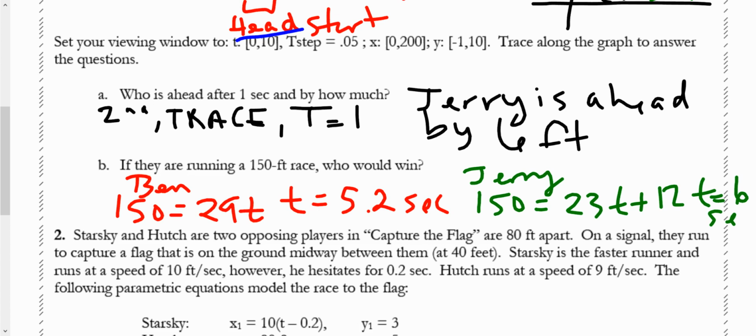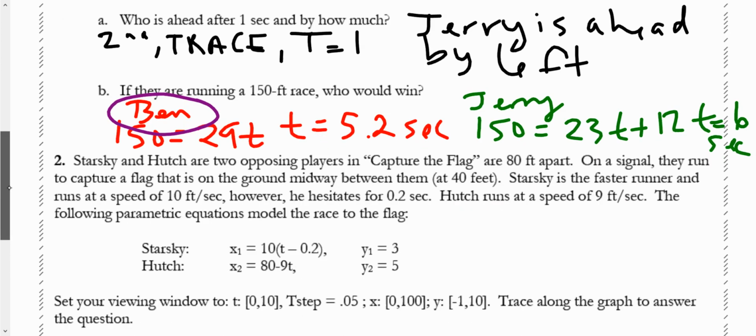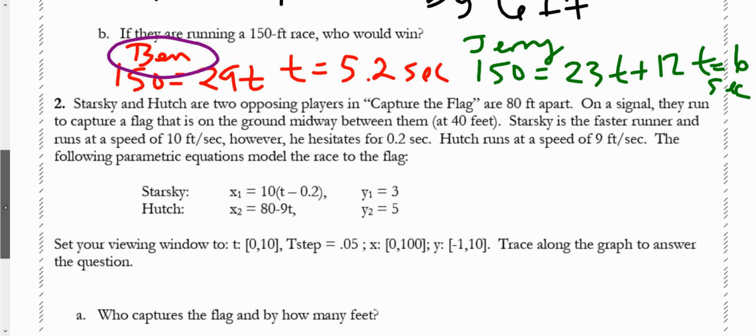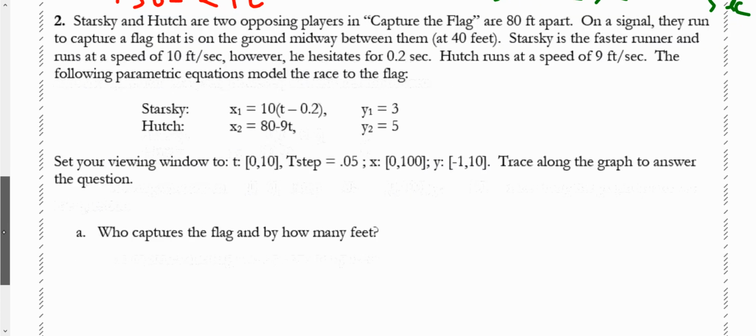So as you can see with that, you've got 5.2 seconds, so that's less time, right? So then 6 seconds, so 0.8 seconds difference. So we would be saying here that Ben would be the winner because he's getting to that 150-foot mark faster. All right, let's take a look.